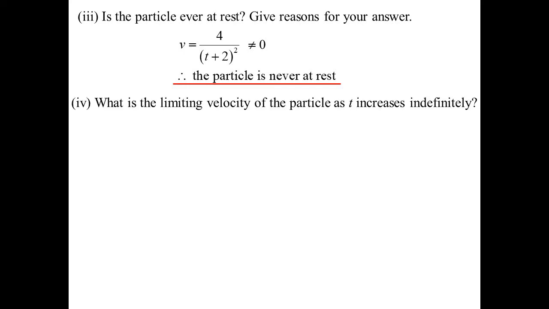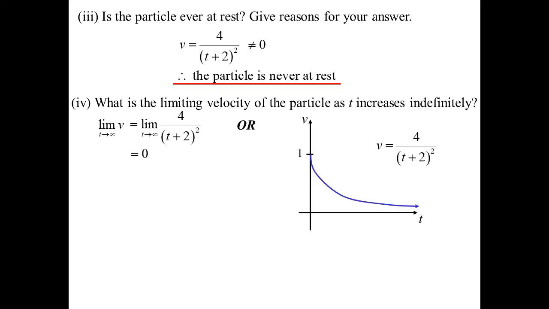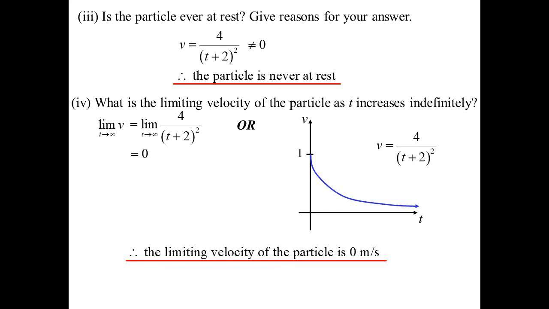What is the limiting velocity? So if we could keep going on forever, what is the limit as t approaches infinity of the velocity? Well, we said velocity was 4 on (t plus 2) all squared. What is the limit as that approaches infinity? Well, it's 0. Of course, you could think of it graphically. If you were to draw 4 on (t plus 2) squared, you would get this piece of the hyperbola there, and we can clearly see that as t is getting bigger and bigger, our curve is getting closer and closer to the axis, or 0. So whichever way you do it, the limiting velocity of the particle is 0 meters per second.